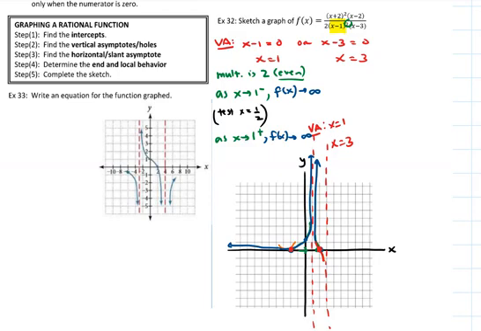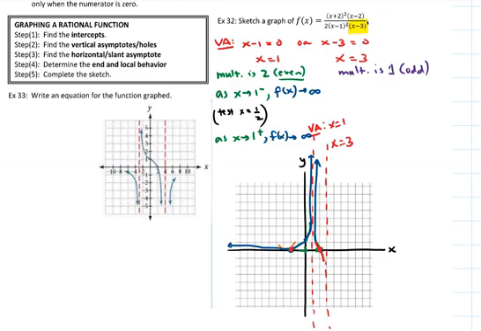Now let's do the same thing around x equals 3. Again, the corresponding factor for x equals 3 is x minus 3. And you'll notice that its multiplicity, you don't see it, but it's implied to be 1. And that leaves us with an odd number. And so that tells us that the behavior is going to be different around that axis. So let's see what we can do there.